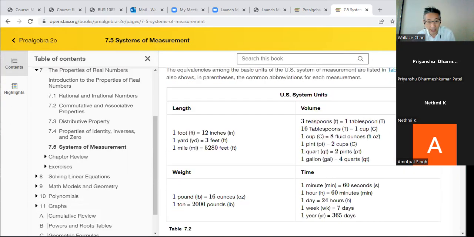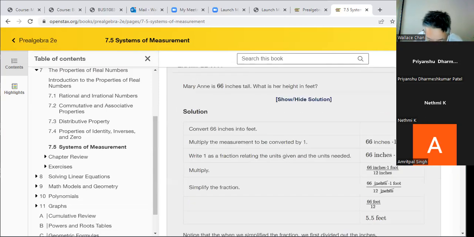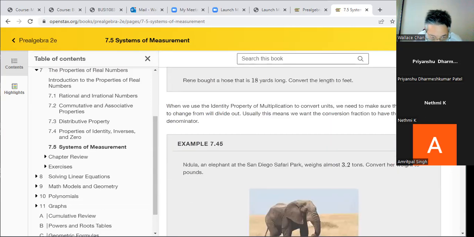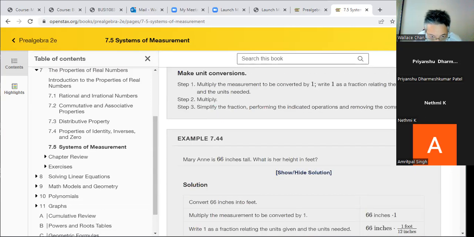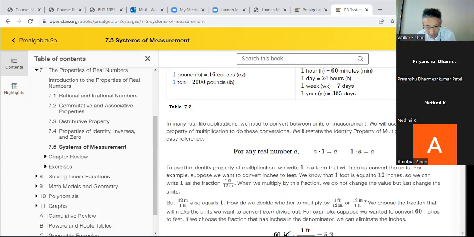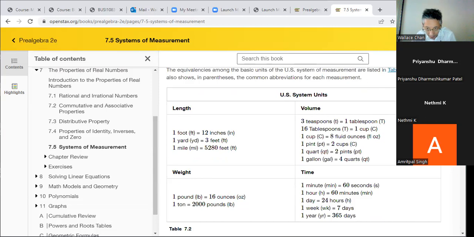So this is a table that shows you how the different units are related. For example, here you have an elephant. An elephant weighs 3.2 tons. Convert her weight to pounds. First of all, how many pounds in a ton? 1 ton equals 2,000 pounds.